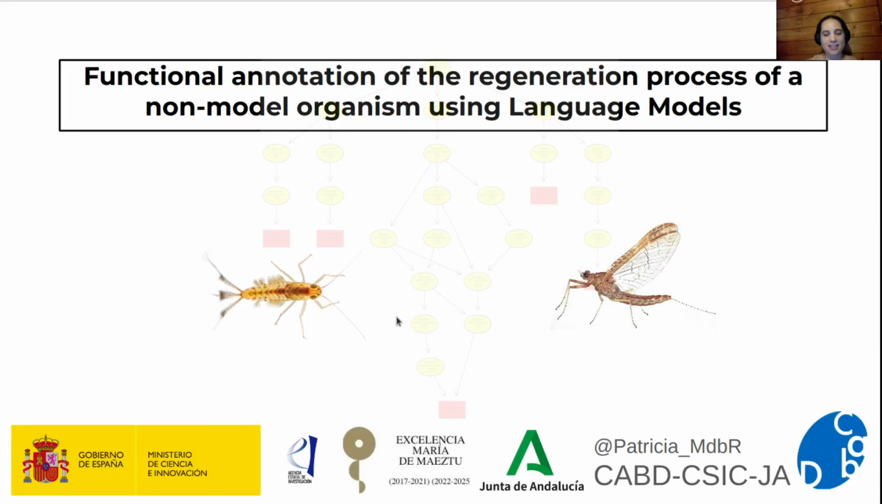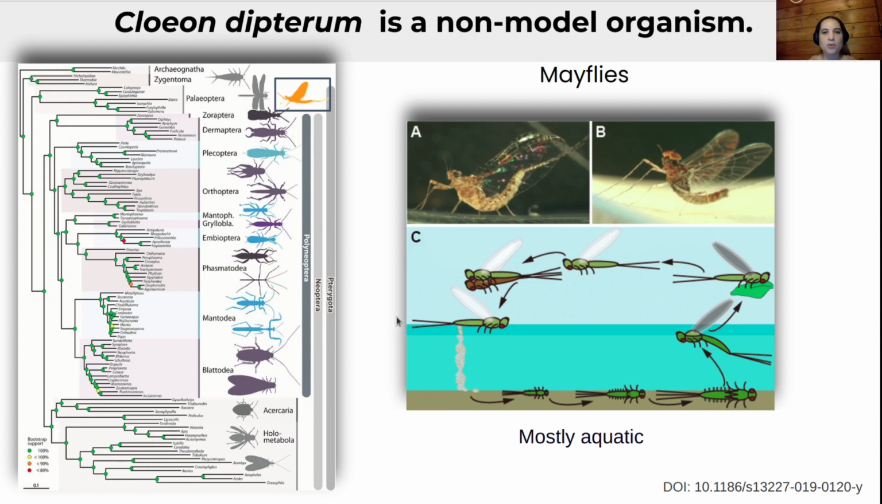I work in the Andalusian Center for Developmental Biology in Seville, Spain, and today I will talk about the functional annotation improvement of the regeneration process of a non-model organism using language models. We are working with Cloeon dipterum, a novel non-model organism, to study regeneration, that belongs to the order of Ephemeroptera, an ancestral group with most of the species extinct.